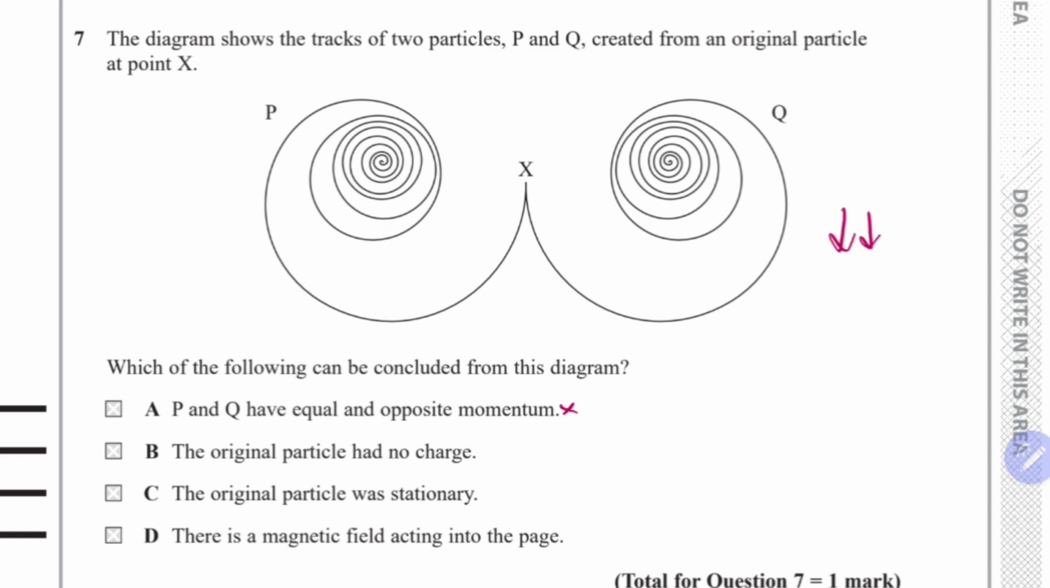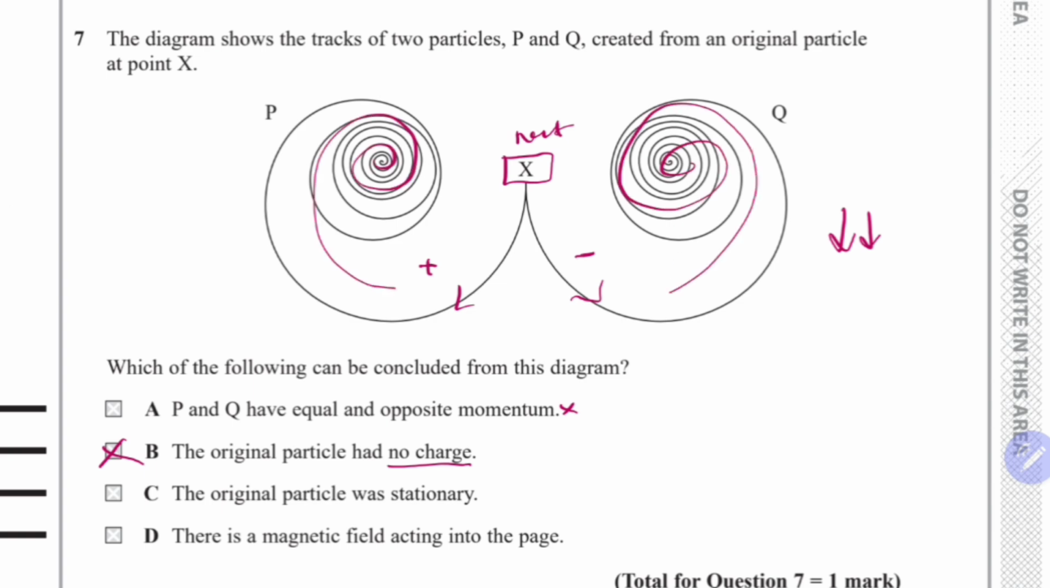Option B. The original particle has no charge. This can be the answer because this thing has to be neutral for them to move in different directions. This might be positive and this might be negative. We don't know which is positive and which is negative, but for them to move in a spiral like this, they have to have opposite charges.